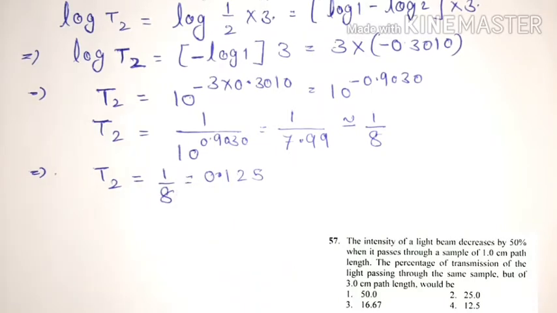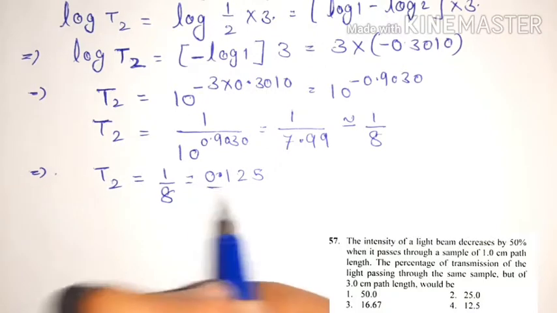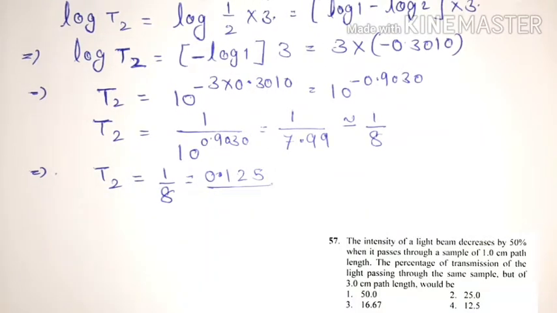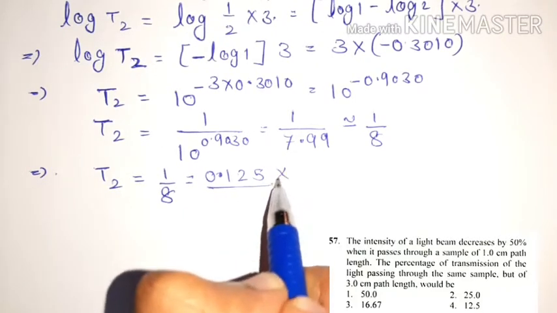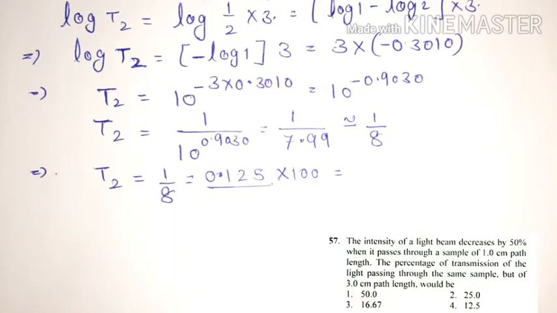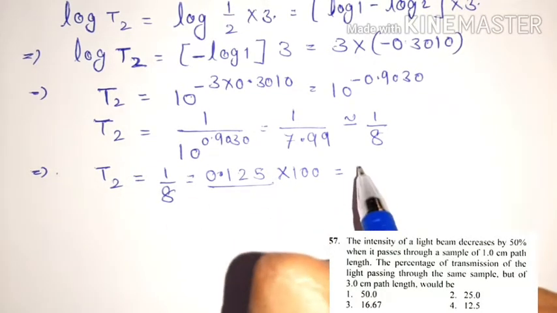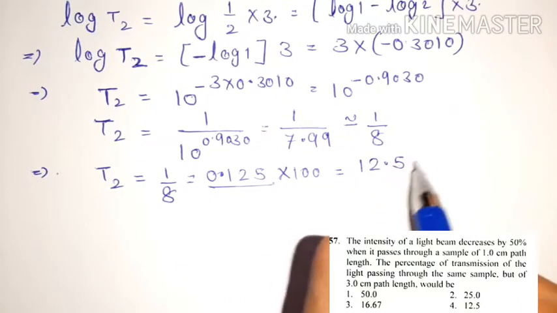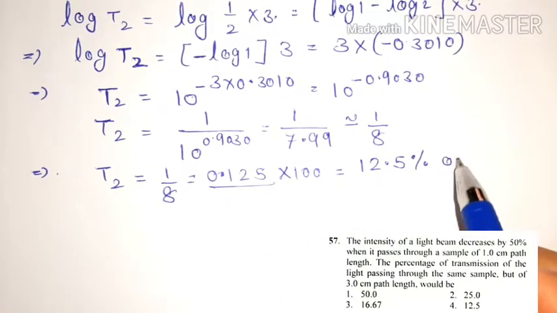But remember friends, in the question we must find the value of T2 in percentage form, and this is in simple integer form. When you convert percentage into simple integer, it will be simply divided by 100, and when you convert simple integer into percentage, it will be multiplied by 100. So here T2 is multiplied by 100, and it converts into percentage form. So the percentage of T2 is 12.5%, which is option number 4 according to your question.